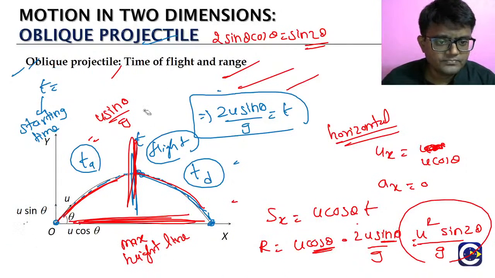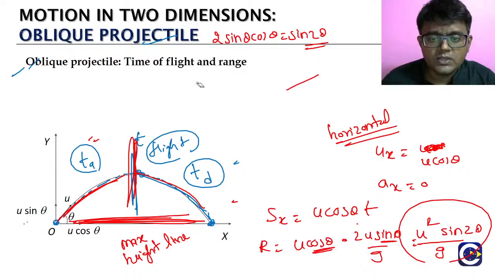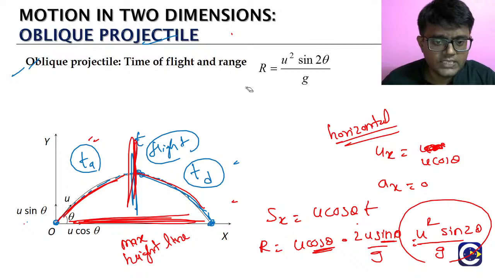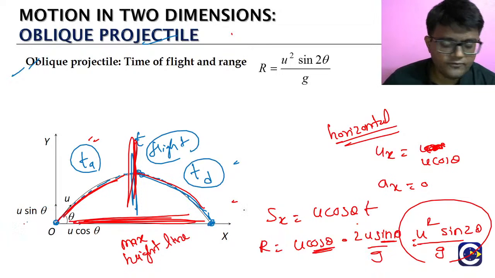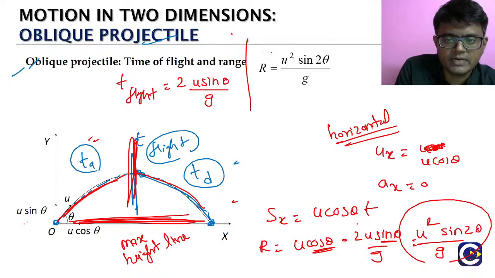Okay, so just note this in the results. From this, what do we get? The time of flight formula. What is the time of flight? Exactly double that of the time of ascent, 2u sin theta by g. Then the range value. So range is what? U square sin 2 theta by g. So time of flight and range: time of flight is 2u sin theta by g, and range is u square sin 2 theta by g.